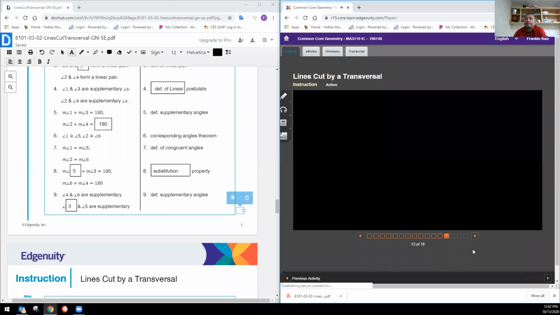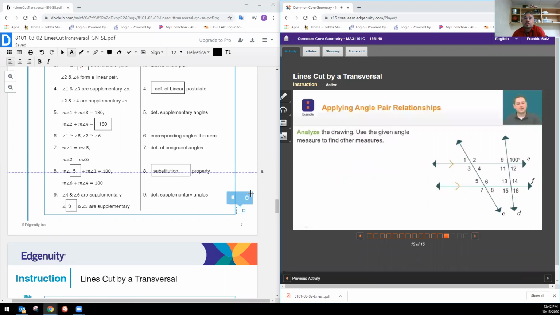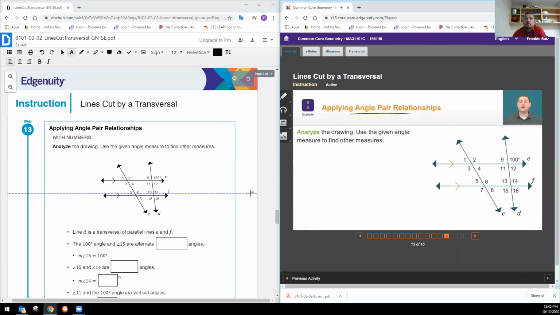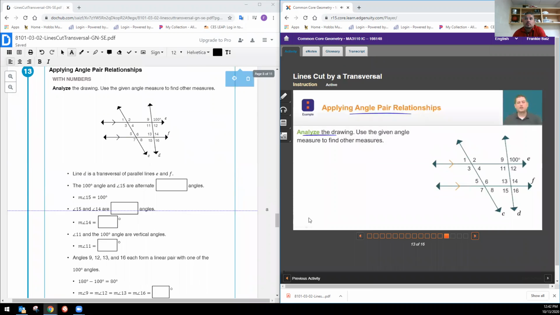Let's take a look at applying angle pair relationships to help us find other measures. To do that, we're going to analyze this drawing on the right. So I want to examine it in careful detail. We're going to use the given angle, this 100-degree angle measure in the upper right corner, and I want to use that measure to find other measures.